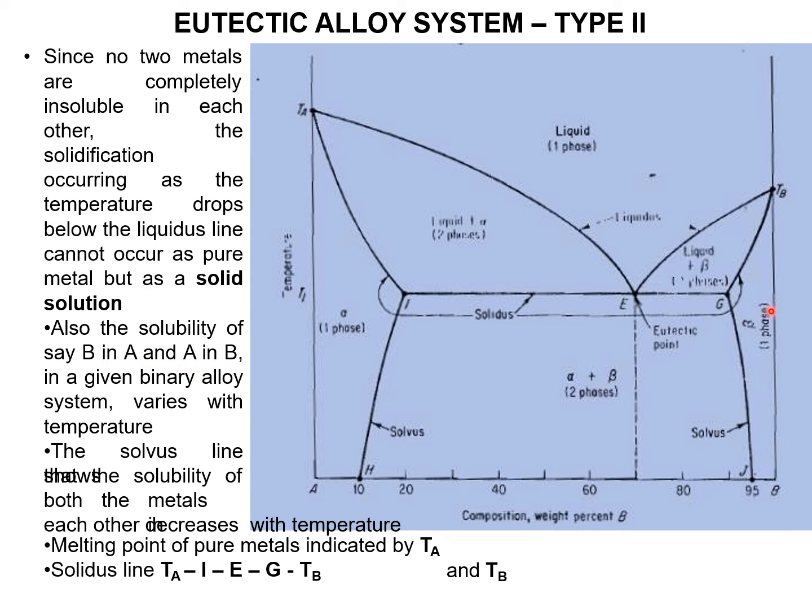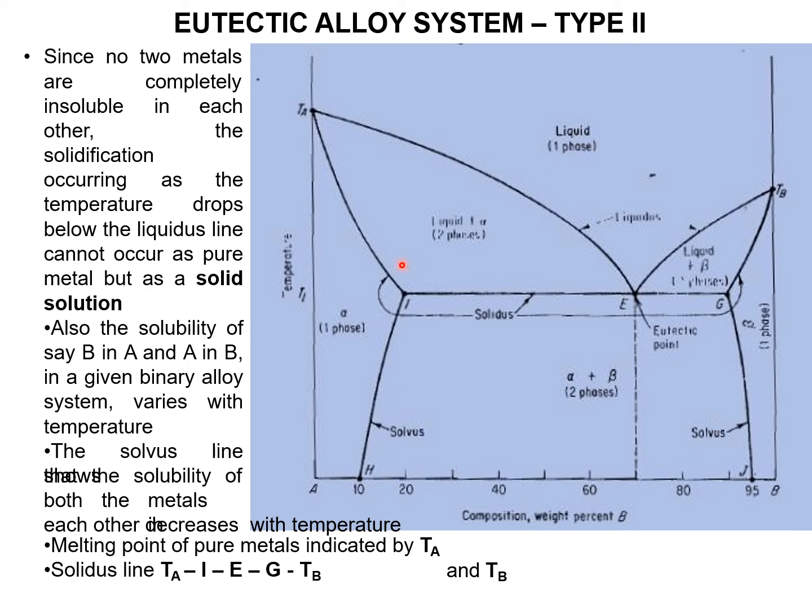So A in B we can call it as beta grains. Now we will see the various regions. So TA, E, TB we can call it as the liquidus line. TA, L, E, G, TB we can call it as the solidus line.